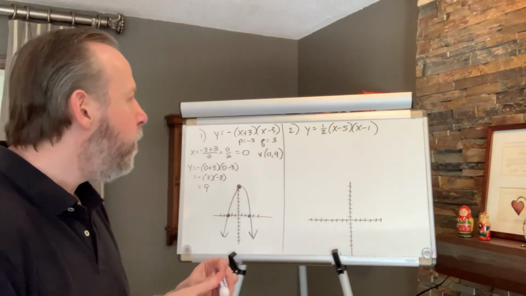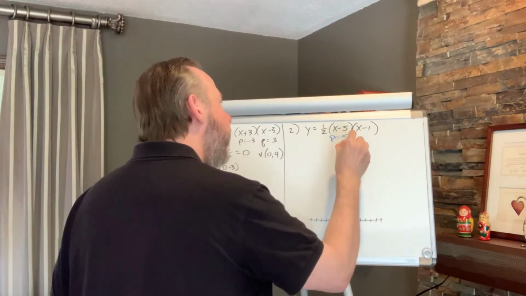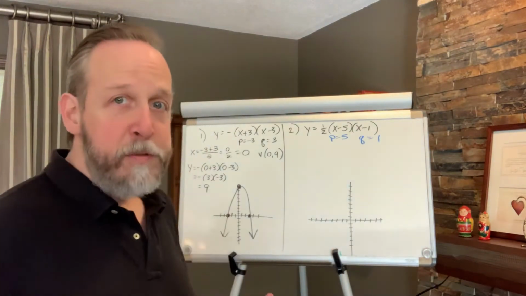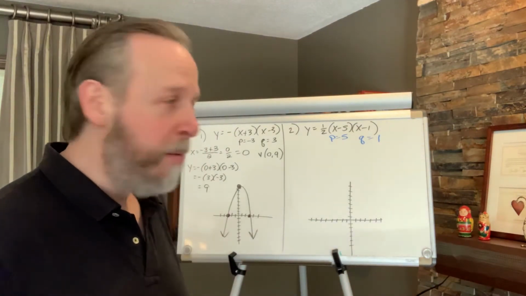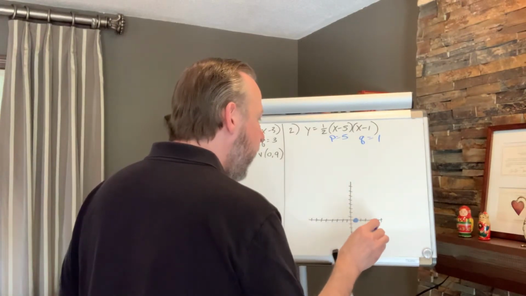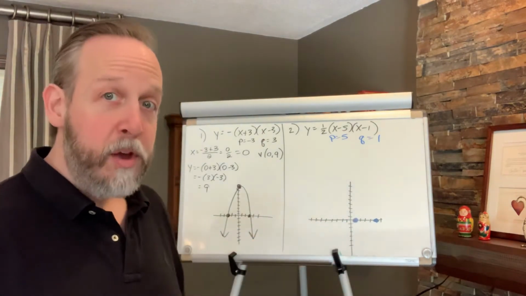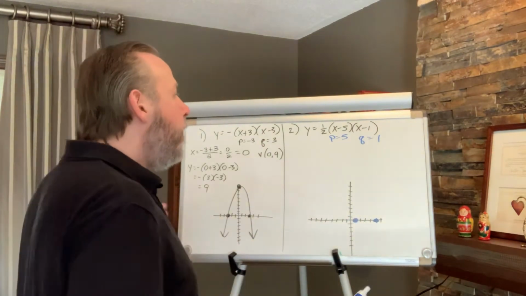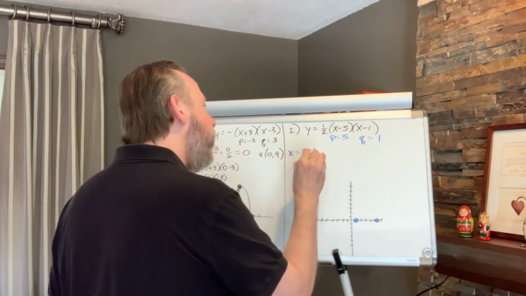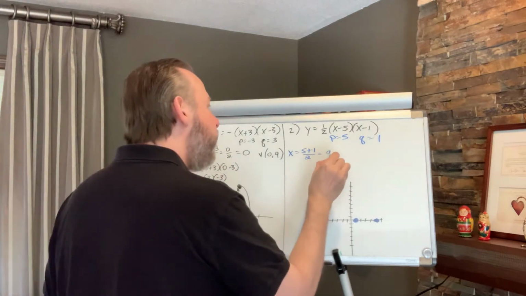Prompt number 2. Okay, identify P and Q. P is 5, Q is 1. Both positives because the minus sign was part of the template. So I have 1 and I have 5, 2, 3, 4, 5. So those two x-intercepts have now been identified. I have to find the x value of the vertex, so it's 5 plus 1 divided by 2. That is 6 over 2, which is 3.